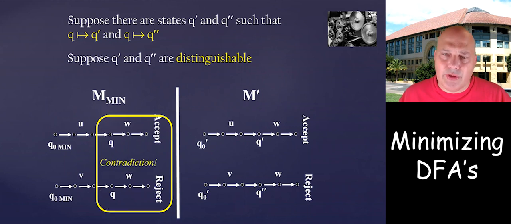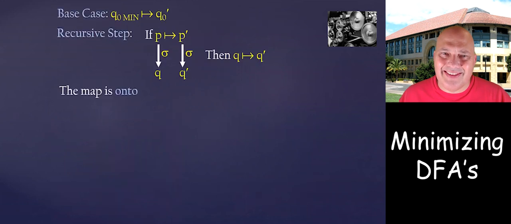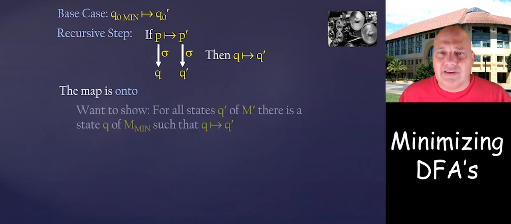Okay, so we have a contradiction and we have a few more properties to get through. So we want to say that it is a bijection. So one thing is to show that it is onto. So we want to show that for every q prime in M prime, there is something in M min that is mapped to it. So there is some q such that q is mapped to q prime.